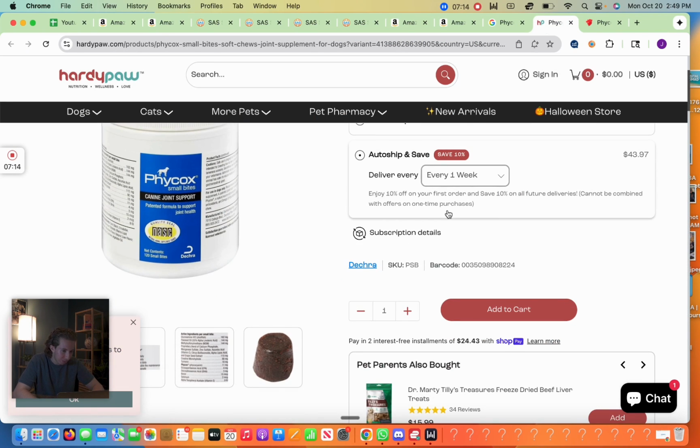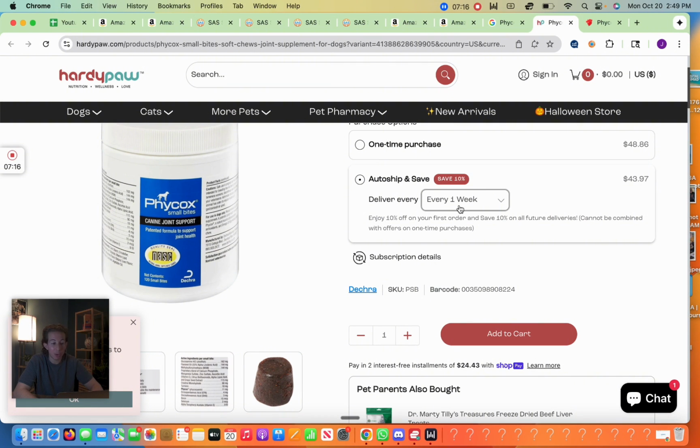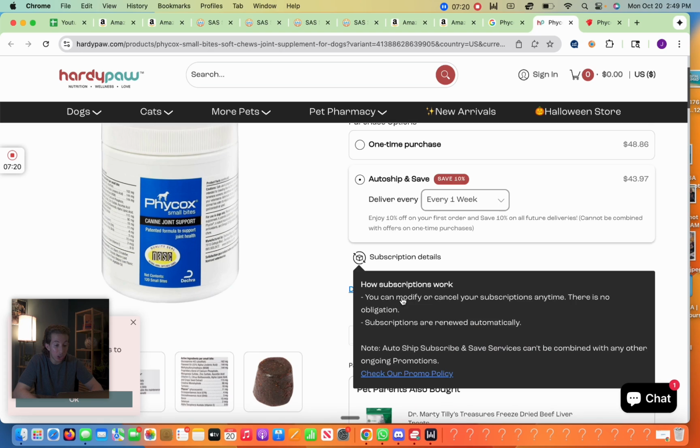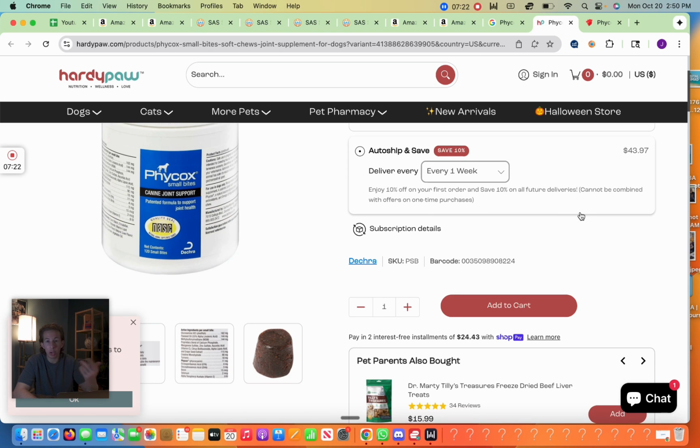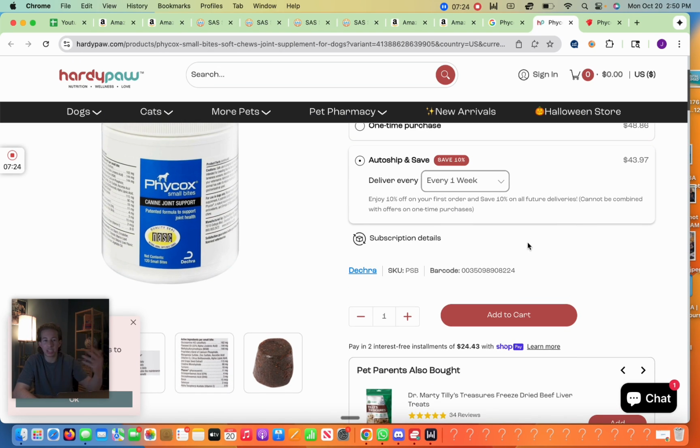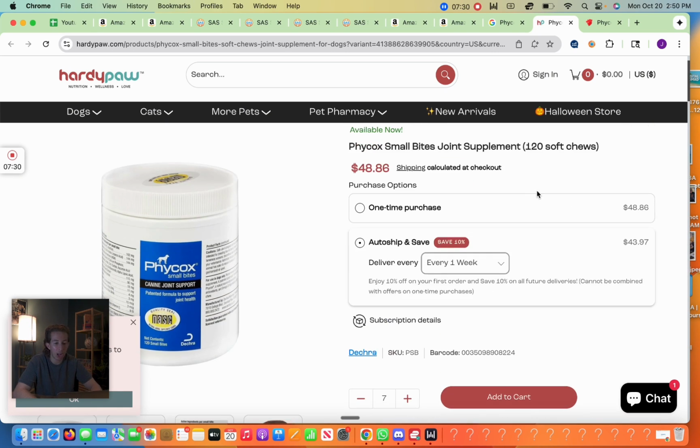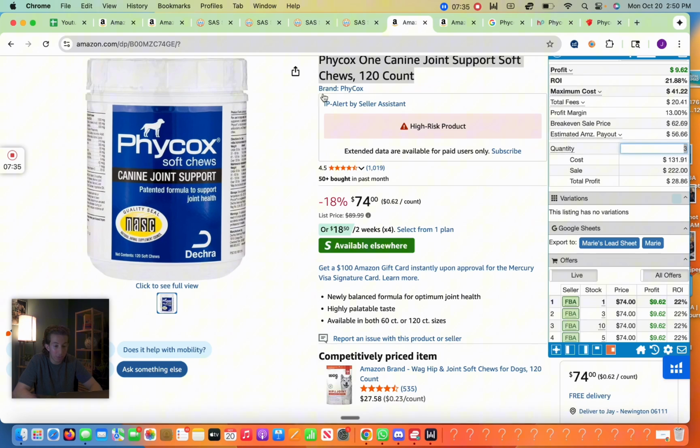So we're going to try to get as many as possible. And having this auto ship and save is pretty good because we can just get this product reordered every week to our prep center, whether it's 5 units, 6 units, 7 units, and then we just get this discount every time. But I want to take it the next step further, and I'm actually going to contact the supplier to see if they can provide a discount because I never heard of Hardy Paw. I don't know if you guys have, but I've never heard of them.